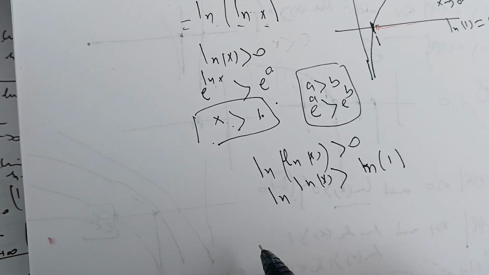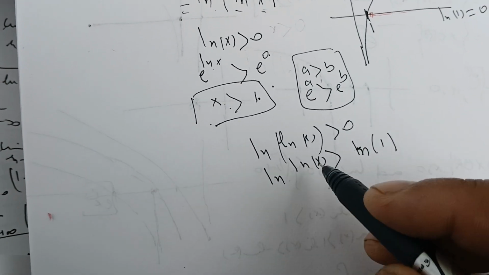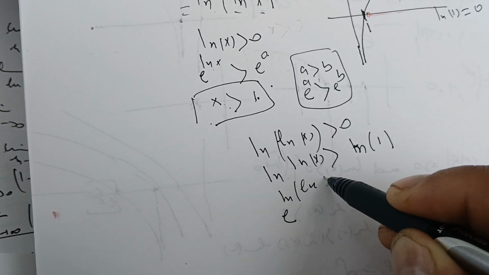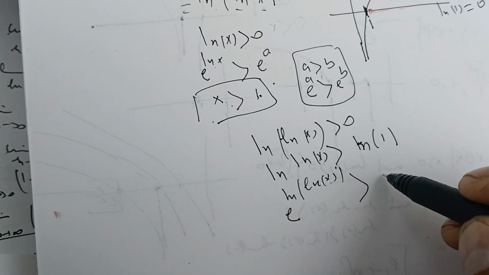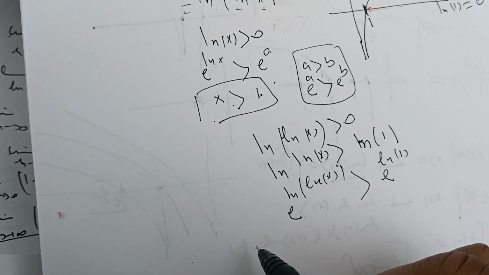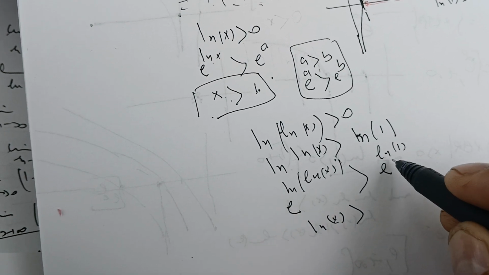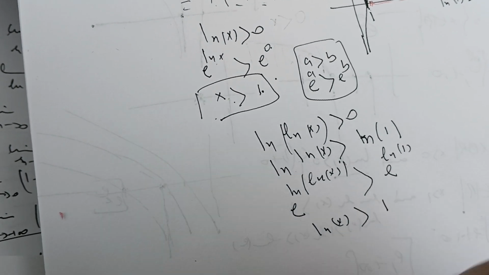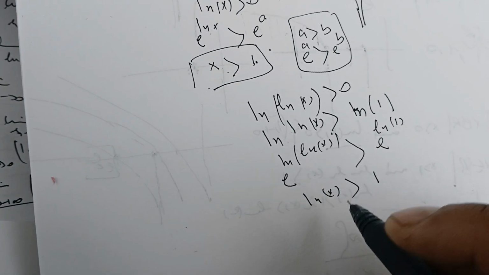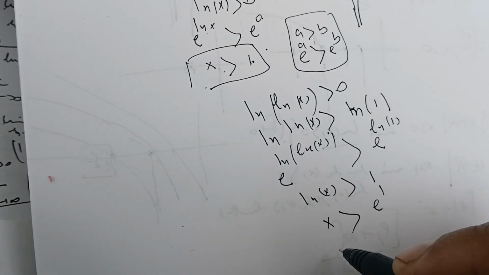Next, we're first gonna take the exponential. When we do that, we take e to ln of ln of x bigger than e to ln of 1. So now we get ln of x bigger than 1. Now we take again the exponential, so we get x bigger than e to 1.